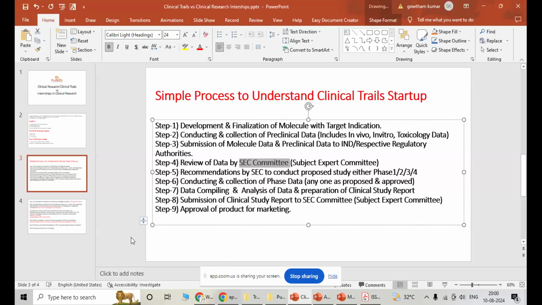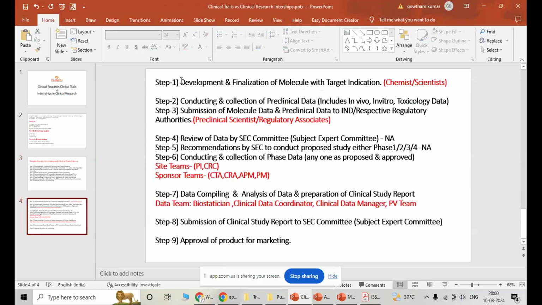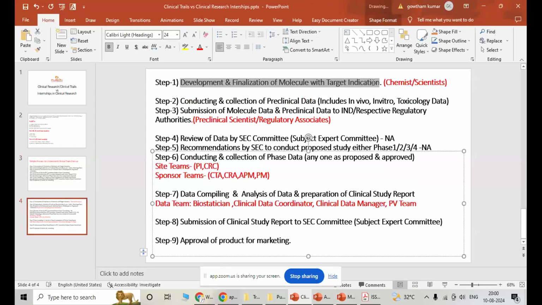And Preethi asked what the opportunities are after taking this clinical research, or if you enter into clinical research, what the roles and responsibilities are. So at the time of development and finalization of the molecule, there is a need for chemists and scientists. At step 2, conducting and collection of preclinical data includes in vivo and in vitro toxicology. There are options to work as a preclinical scientist or regulatory associate in the preclinical industry.